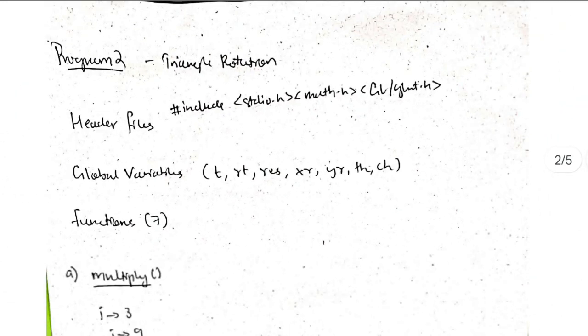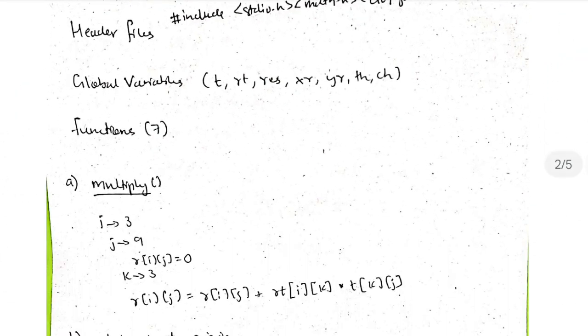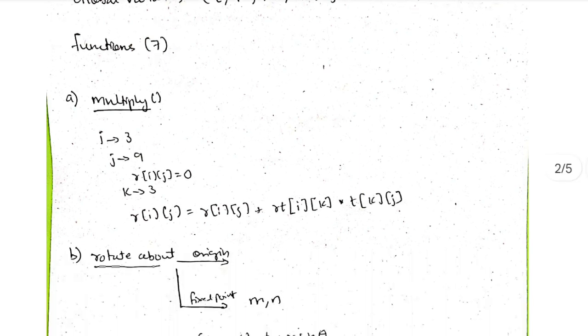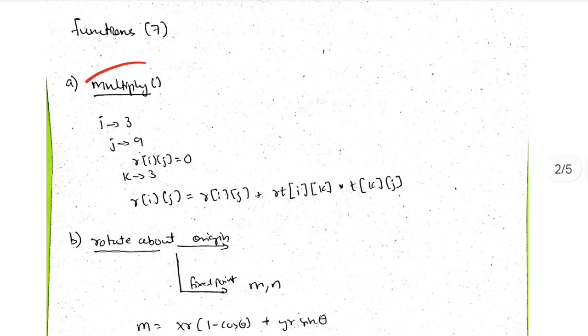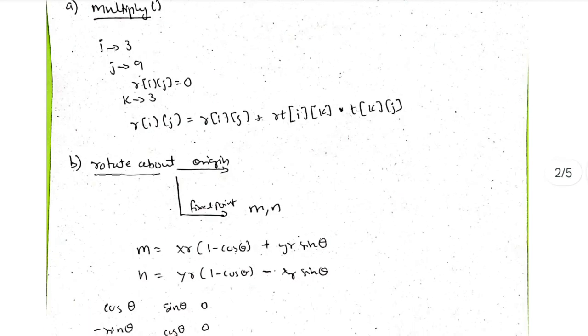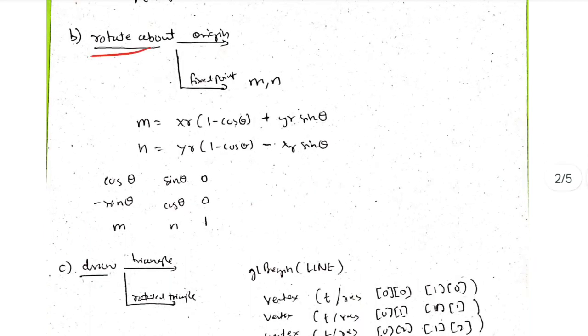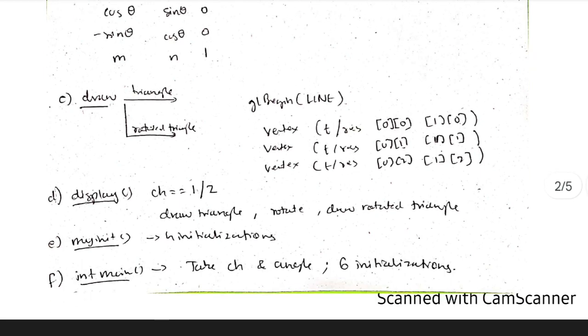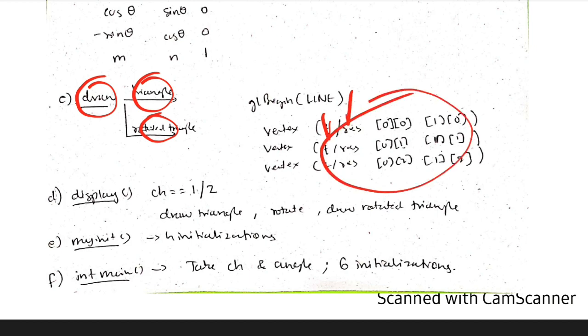So these are the global variables, and there are a total of 7 functions. Which are those? One is the multiply function for multiplying 2 matrices, defined here using 3 for loops. For rotate about, there is 1 function for the origin and 1 for the fixed point, with only a 1-line difference between these 2. The same goes for draw triangle, with only a 1-line difference. Here we'll use the T matrix, and in rotate triangle we'll use the resultant matrix. Otherwise the rest is all the same.